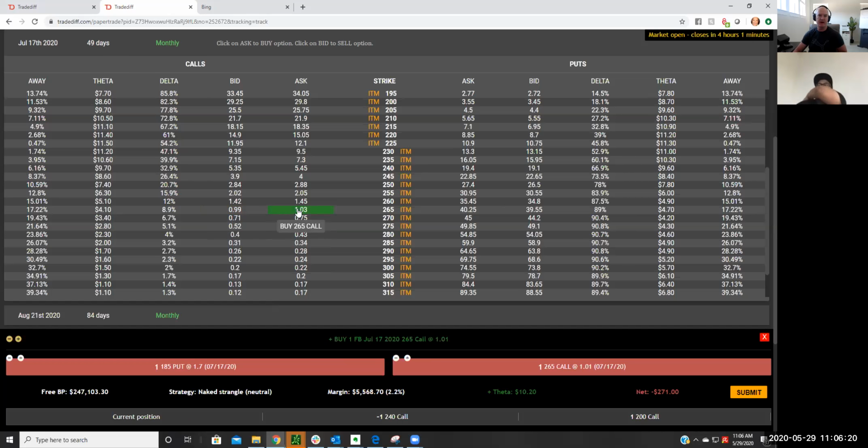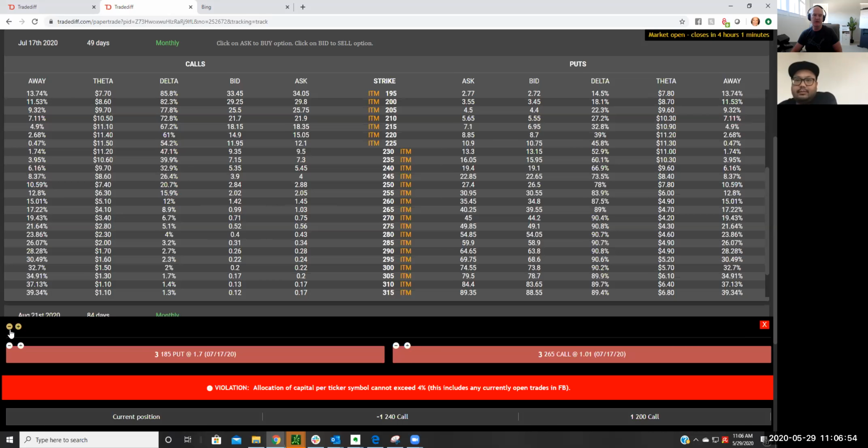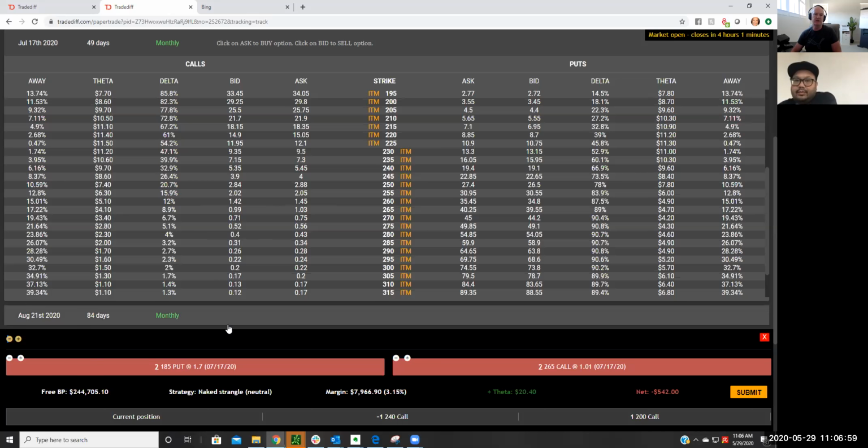See how it's got a little pop-up that says buy, and it's green. If you hover over it, bid is sell. Ask is what people are selling it at. So you're buying it at the ask, and you're selling it at the bid. So we're primary sellers of options. That's because we prefer to be the casino rather than the sports bettor. So if you wanted to increase the number of contracts, you get this violation. It looks like the most it will let us do is 2 contracts.